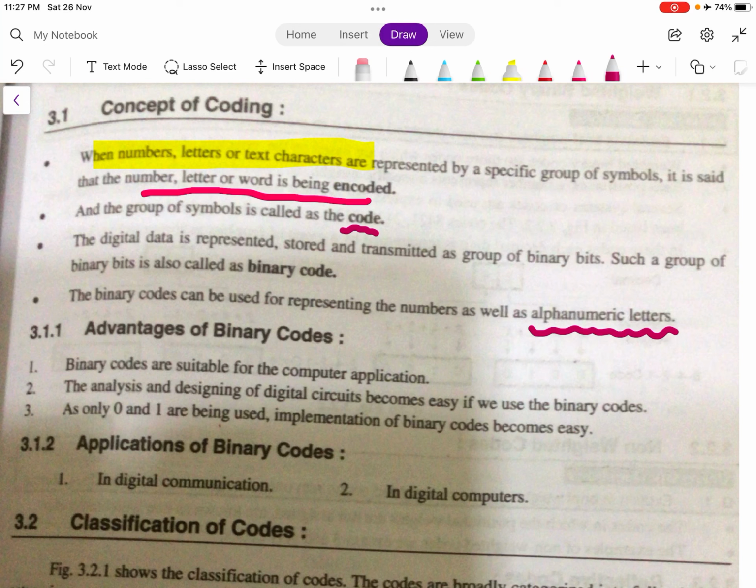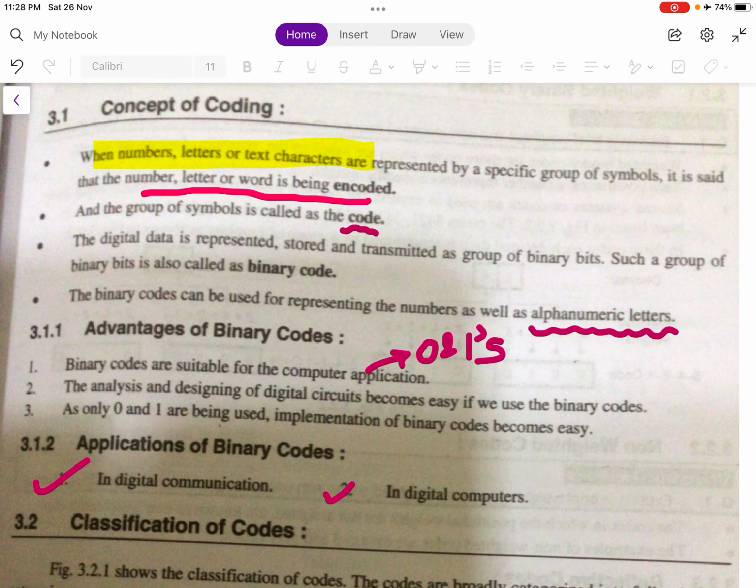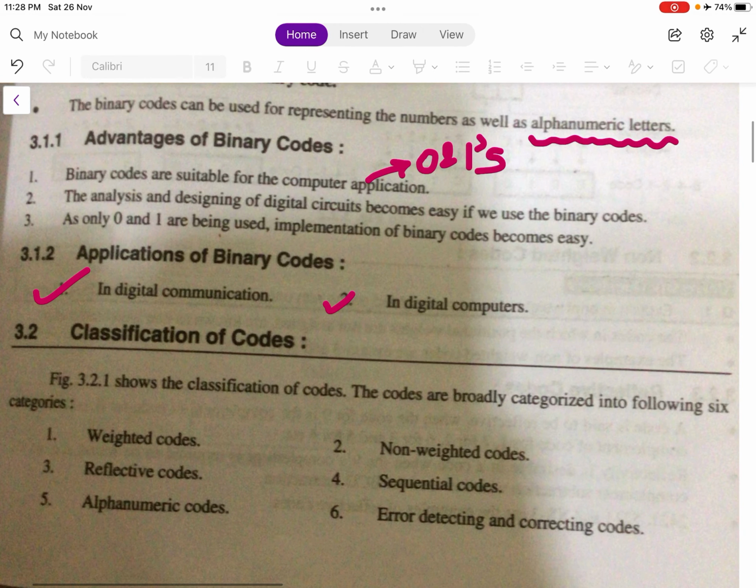Binary codes are suitable for computer applications, that is zeros and ones. The message can be transferred in the form of 0 and 1. The analysis and design of digital circuits becomes easy if we use binary codes. As only 0 and 1 are being used, implementation of binary code becomes easy. Applications of binary codes are in digital communication and in digital computers.